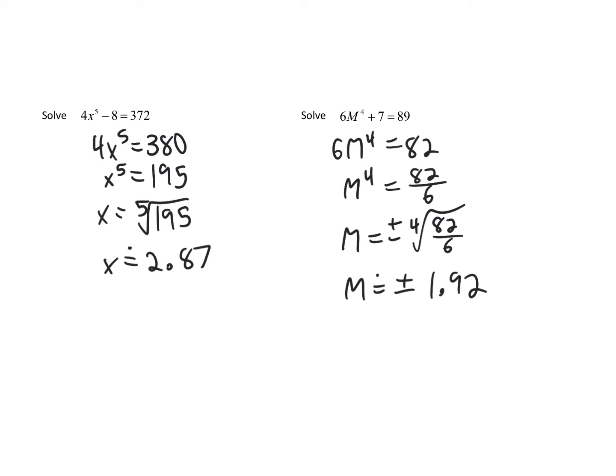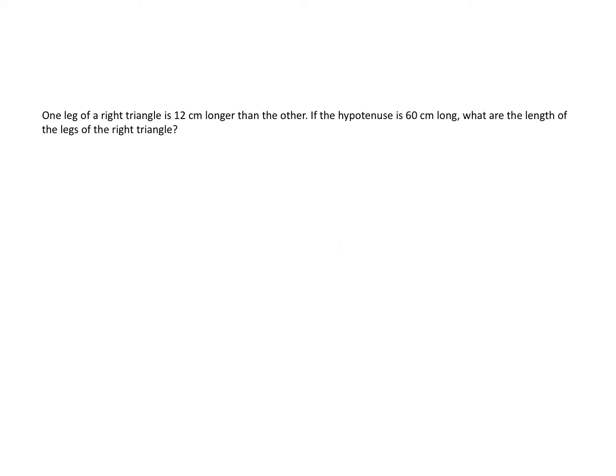So whenever you have an odd root, you will only have one answer. Whenever you have an even root, you'll have plus or minus in two answers. We can also do some applications working with these.